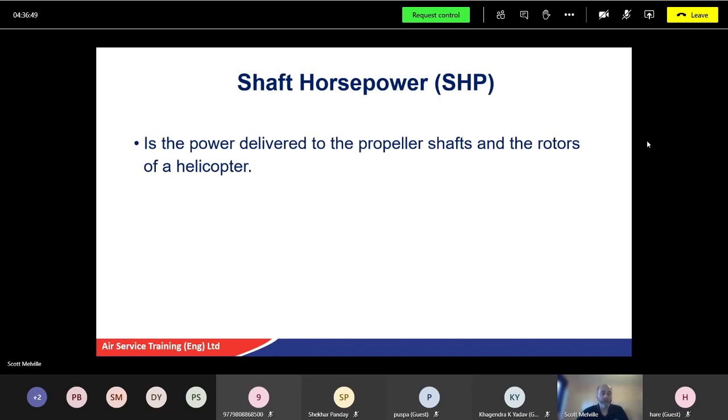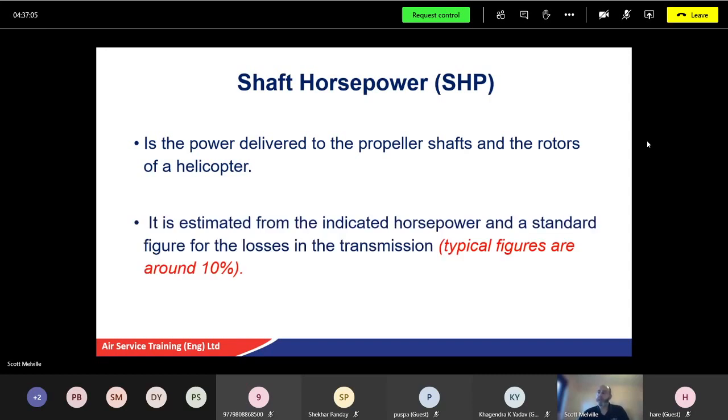And the shaft horsepower, again, is the power delivered to the propeller shafts and the rotors of the helicopter. So you have your indicated horsepower for the actual engine, the time you add the freewheel unit on, the reduction gearing, the rotors and all that sort of thing, that's what's left at the actual shaft. Okay, so that's the three types of horsepower. It's estimated from indicated horsepower, and the standard figure for losses in the transmission, typical figures are about 10%. So for something about 300 horsepower, you're going to lose about 10%, so you end up with a brake horsepower of about 270 horsepower.